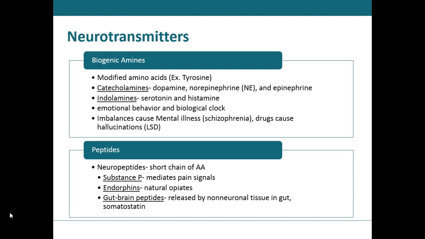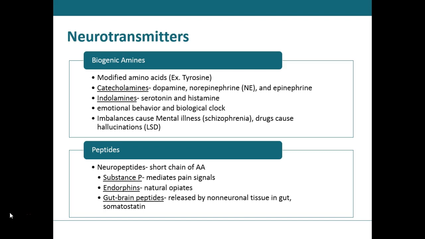SSRIs, selective serotonin reuptake inhibitors, can keep serotonin in the synapse so that it continues to stimulate those postsynaptic cells and therefore increase our mood. These biogenic amines are said to be involved in emotional behavior and the biological clock, especially as associated with your circadian rhythm and the sleep-wake cycle.